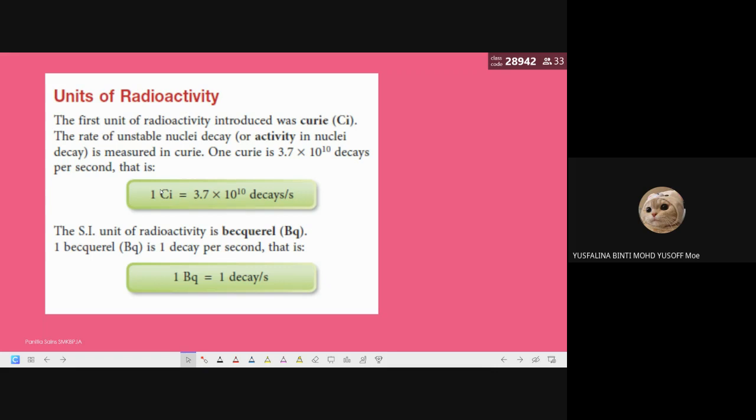Okay, so I think you must know already who invented this one. Of course, it must come from Marie Curie and Pierre Curie. Usually the scientists, if they discover anything new, a law or principle or anything, they will use their own name. So this is the unit for radioactivity. And the SI unit for radioactivity is the becquerel, Bq. So 1 Bq is equal to 1 decay per second, meaning for every 1 second there will be 1 decay. And for 1 Ci, in 1 second there are 3.7 times 10 power of 10 decays. So that is the unit of radioactivity.